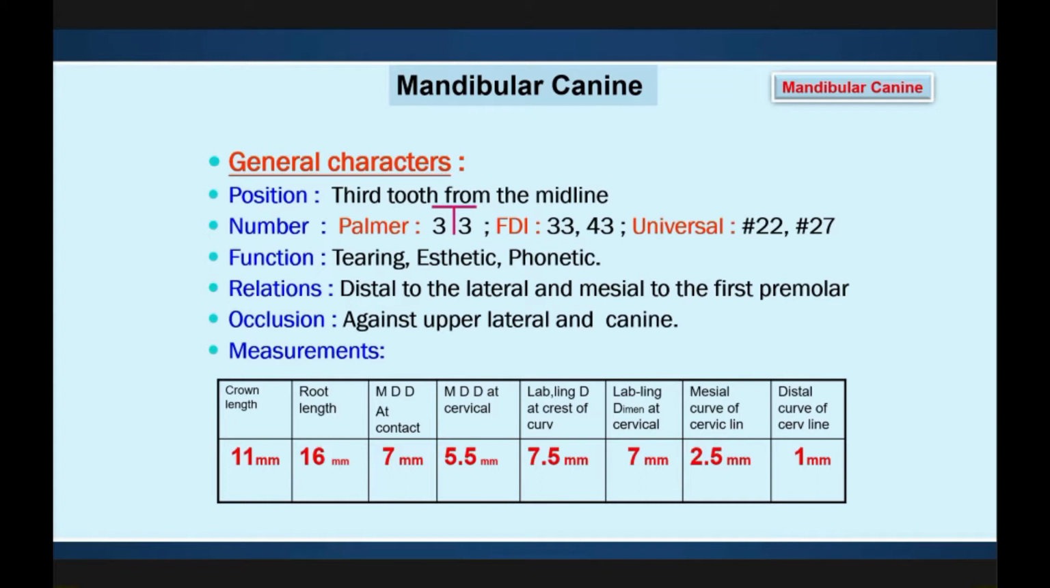Crown is a little bit longer, but root length is a little bit smaller. Mesodistal dimension is 7 millimeter. Mesodistal dimension at the cervix is 5.5. Labiolingual at the crest of curvature 7.5, in the cervix 7. Mesial curve of cervix lingual is 2.5, and distal curvature of line is 1 millimeter. So it is almost on the distal side, it is almost straight, very minimum curving.